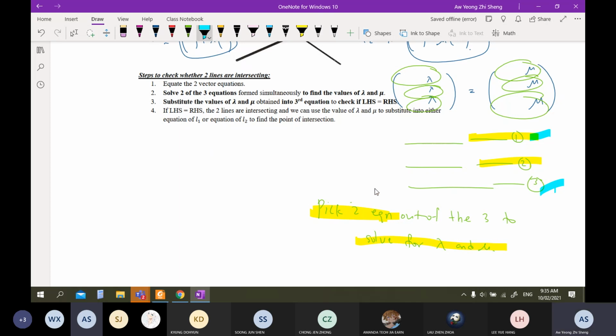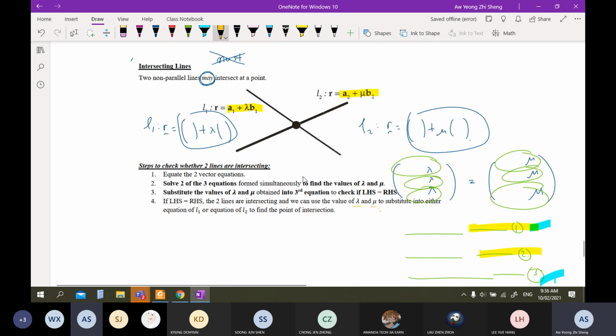Okay. For the case when the two lines are intersecting, you can then use the values of lambda and mu to sub back into either of the two equations of L1 or L2. You can sub those values of lambda and mu that you found into either of these two equations to find the intersection point. Okay, so this is the procedure, and later we'll do some questions on this.